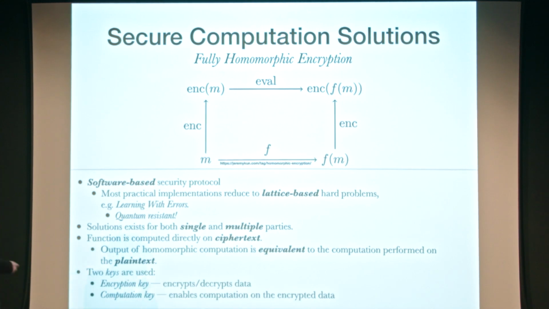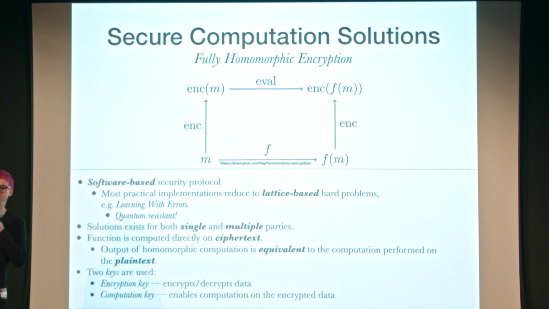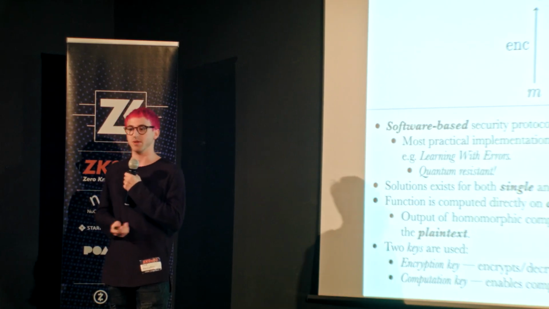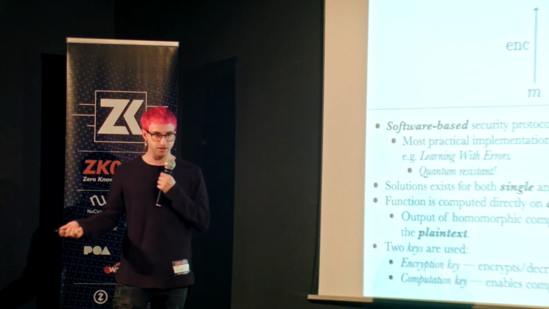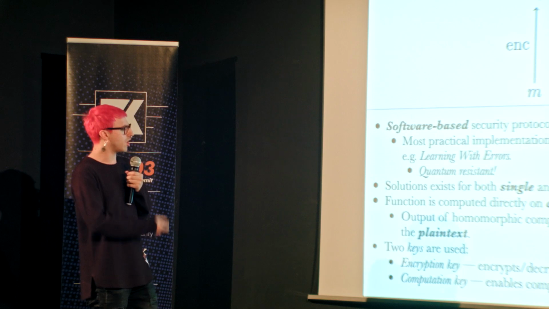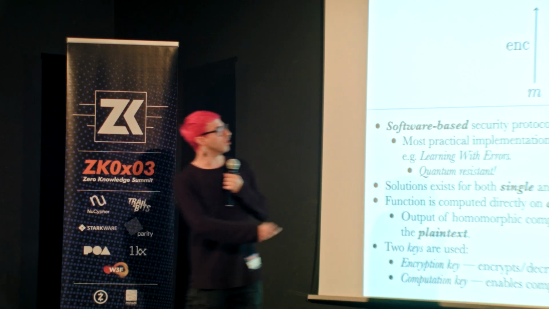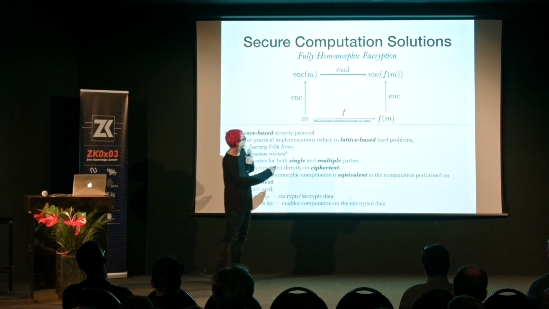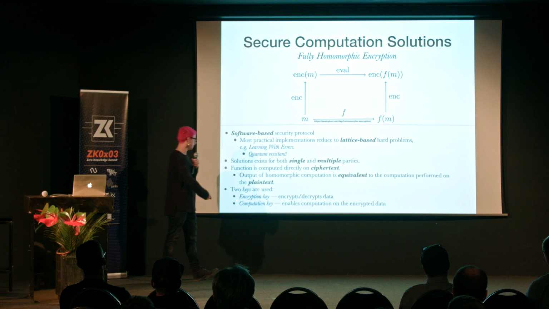There are two keys that are typically used, and it depends on the scheme that you use, but in the schemes that we have worked with, we have two keys. We have an encryption key, as you're familiar with from symmetric encryption or public key cryptography. We can encrypt some data and then decrypt some data. And our computation key enables the computation on that encrypted data. So to actually perform this evaluation function here homomorphically, it requires that you know the computation key, okay?